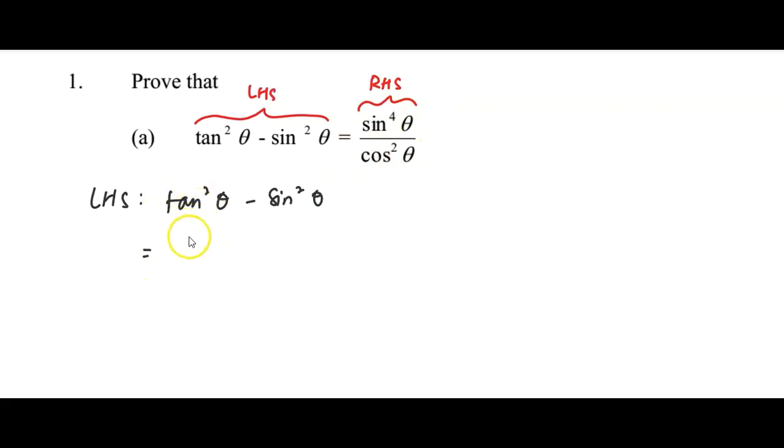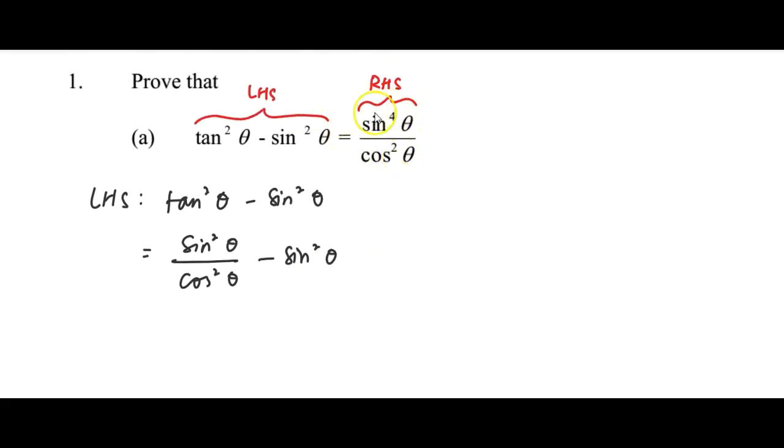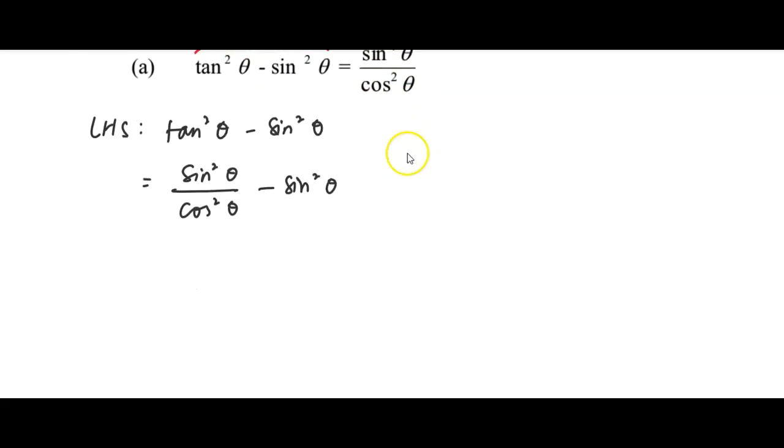So here tangent square, I will change into sine square theta over cos square theta minus sine square theta, copied down here. And now you look at the right hand side. The right hand side consists of only one term, so here I'm going to equate the denominators to make it into one term. So I get my cos square theta as the denominator. The numerator, I still have sine square theta, and here I'm taking this sine square theta multiplied by cos square theta. I have this.